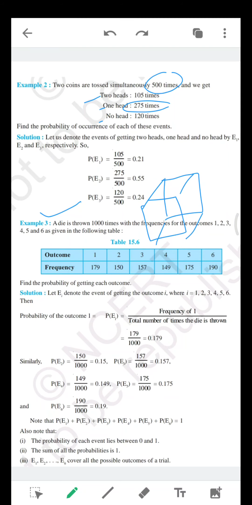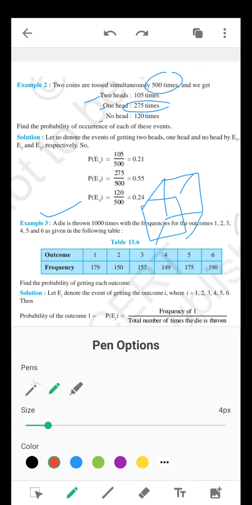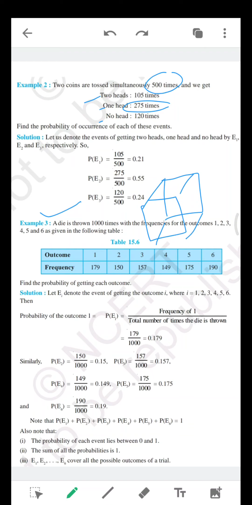So how many times have we thrown the dice? 1000 times. So we got different outcomes. 1 we got 179 times, 2 we got 150 times, 3 we got 157 times, and it goes on like this. So these are the frequencies of the outcomes.